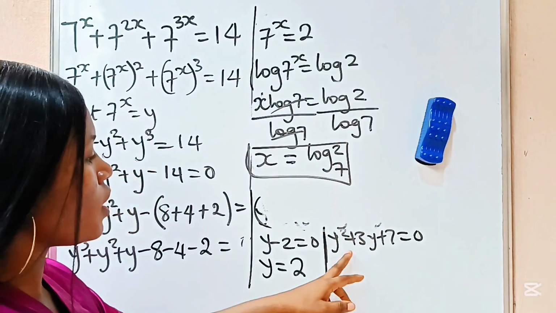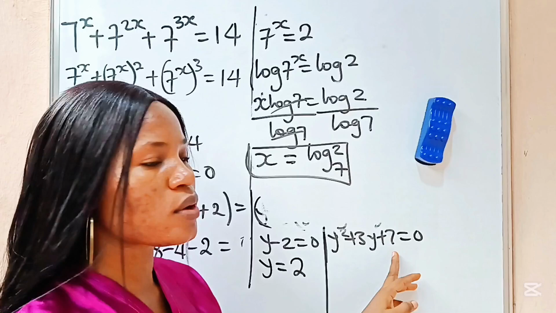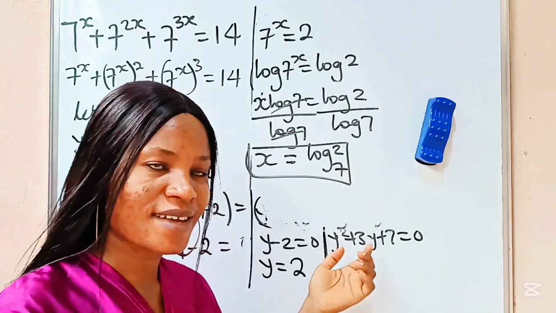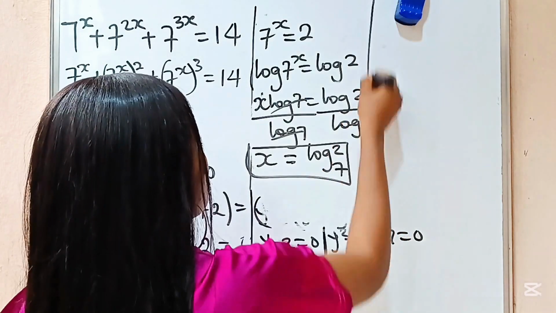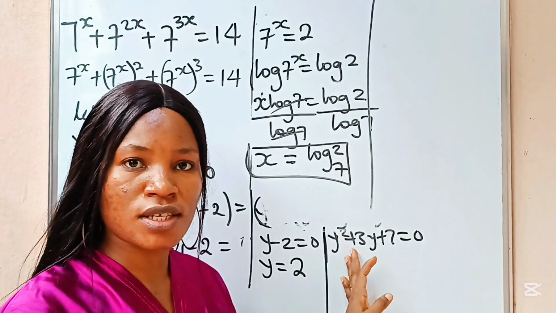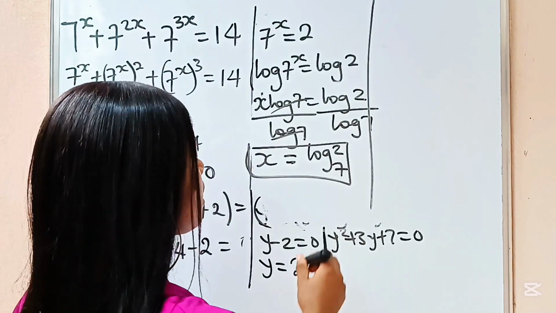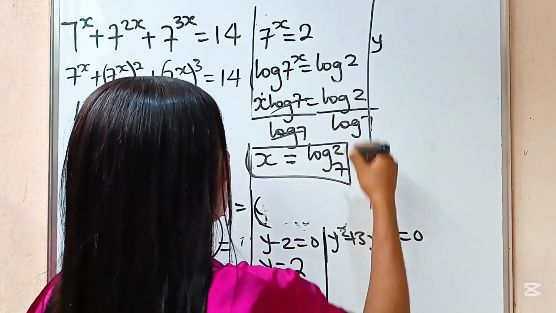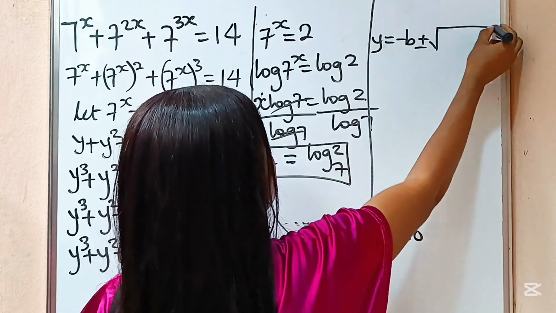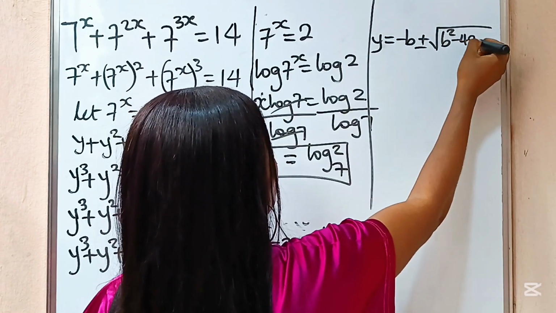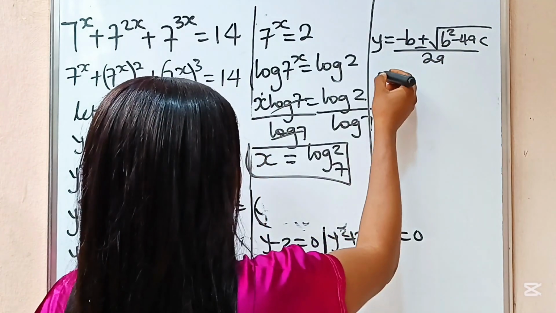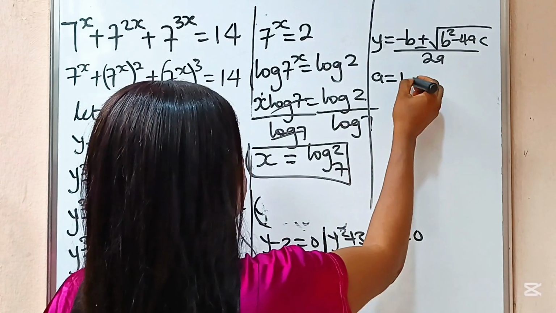Now the next one is y squared plus 3y plus 7 is equal to 0. I would like you to see how we got x here. Yes, now let's solve it. So at this point we are going to solve this using the quadratic equation formula. Yes, that states that y is equal to minus b plus or minus square root of b squared minus 4ac, everything divided by 2a. Now our a is the coefficient of y squared, which is 1.